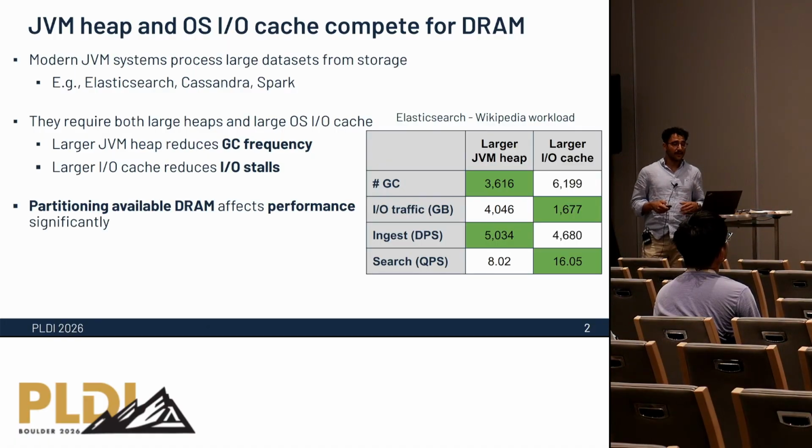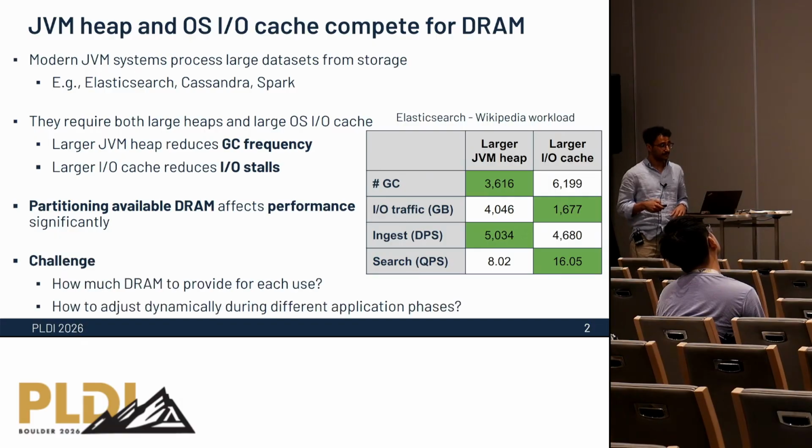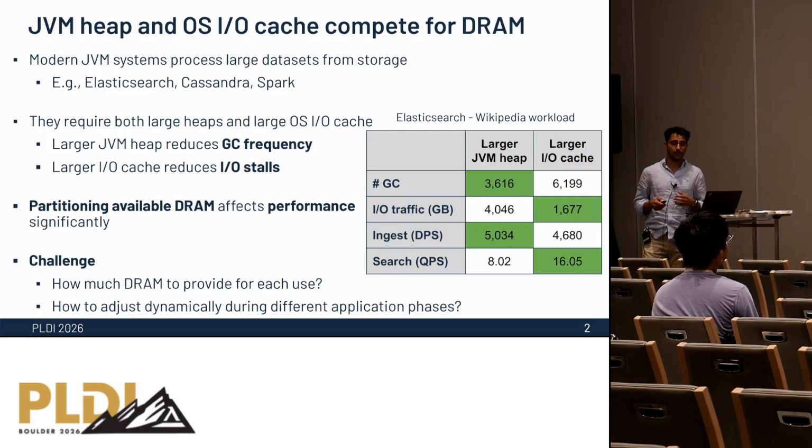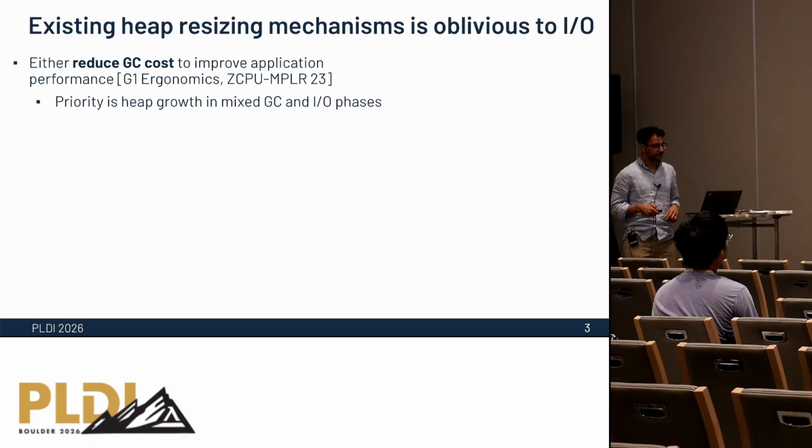As a result, partitioning available DRAM affects performance significantly. As you see, a larger heap increases the document ingestion throughput, but a larger I/O cache increases the queries per second rate in search operations. So the challenge here is how much DRAM to provide for each use and how to do this dynamically to adapt to the application's different phases.